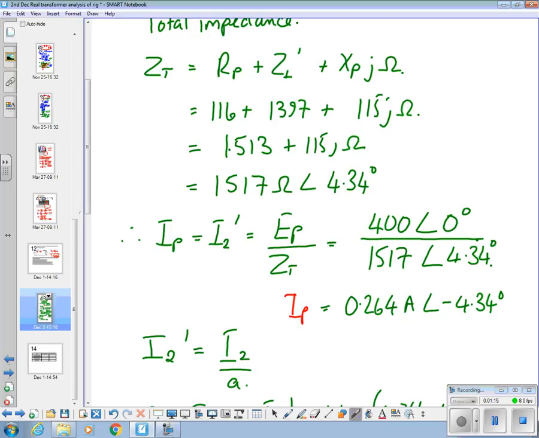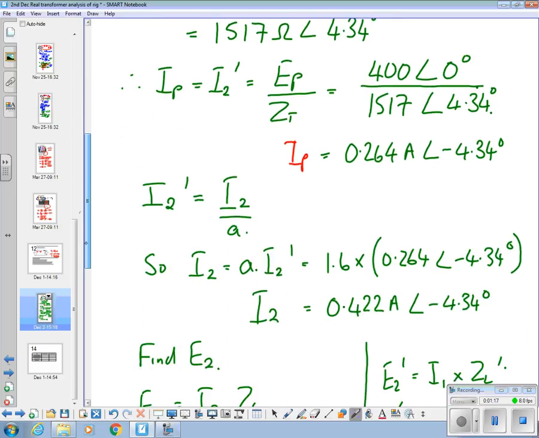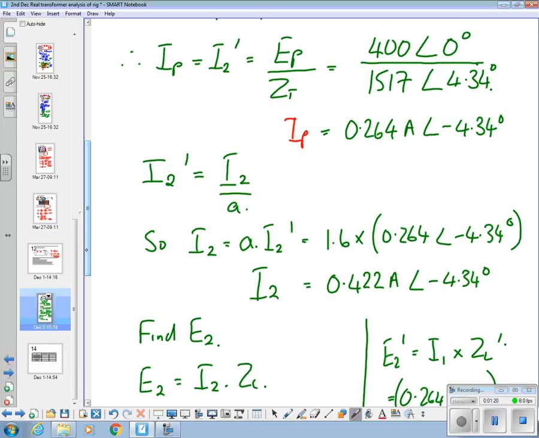The next stage is to transfer that reflected secondary current back to the secondary side. So our reflected secondary current is I2 over A, so we rearrange that to I2 is equal to A times I2 dash, and we come up with a secondary current of 422 milliamps at angle minus 4.34 degrees.